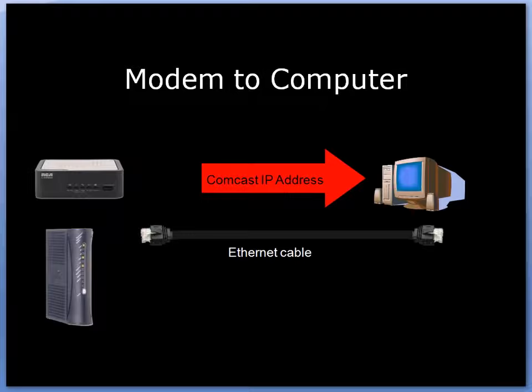Here goes a good picture representing the different modems. This one here is known as an EMTA, and this one is just a regular modem. No matter which one you use, you're going to use an Ethernet cord to connect to a computer or a router. This picture shows an Ethernet connection between modem and computer, so that means the computer will receive an IP address from the modem.